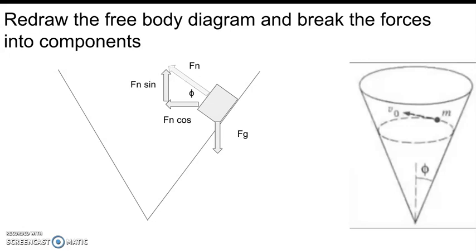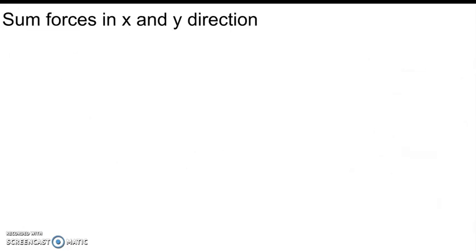We're going to clean this up a little bit. We're going to get rid of the force normal, and we're going to move the arrows so that they're coming from the object itself. So here's our final free body diagram. We've got force normal times the sine of phi going up, force gravity going down, and force normal times the cosine of phi pointing towards the center of the circle of the cone. Notice that the force of gravity and the force normal sine phi are equal, and this means that the car will not accelerate upward or downward. The forces are balanced. So let's sum the forces in the x and the y direction.